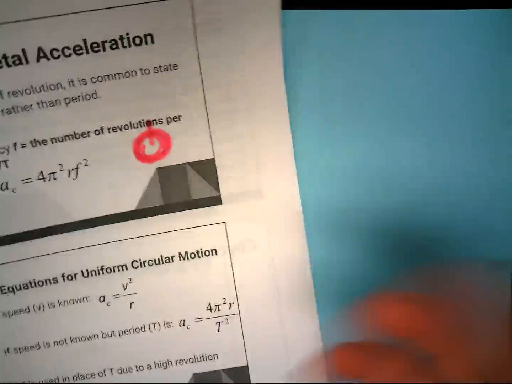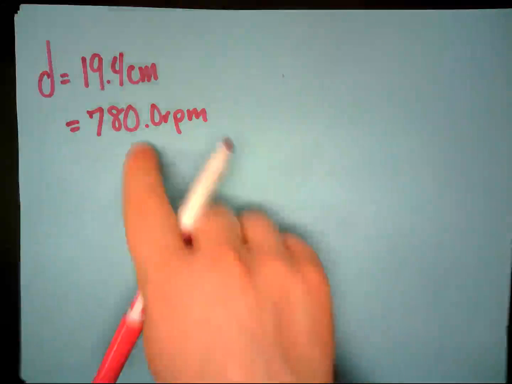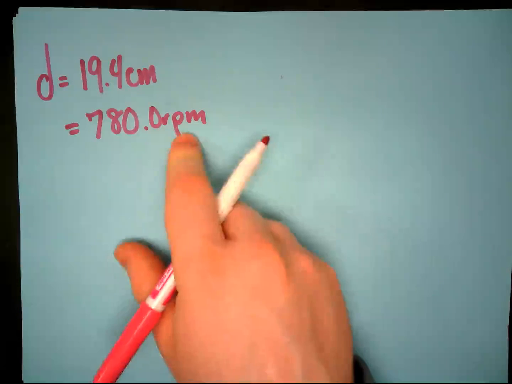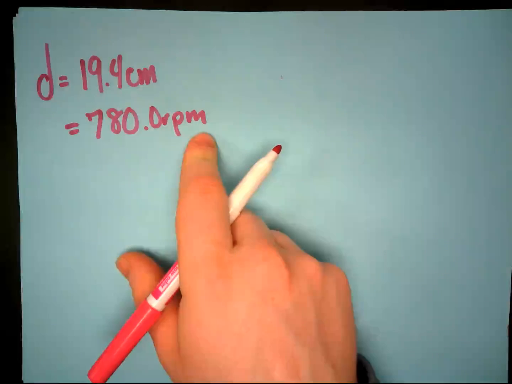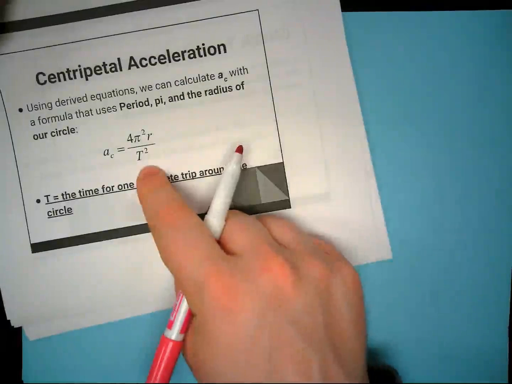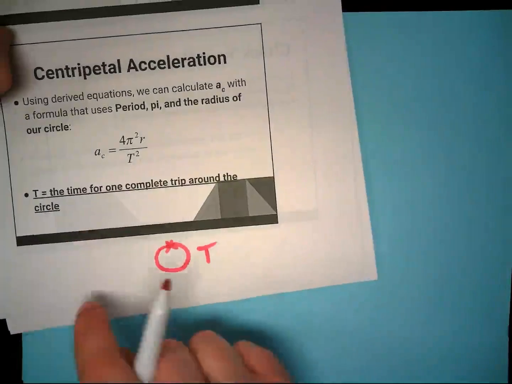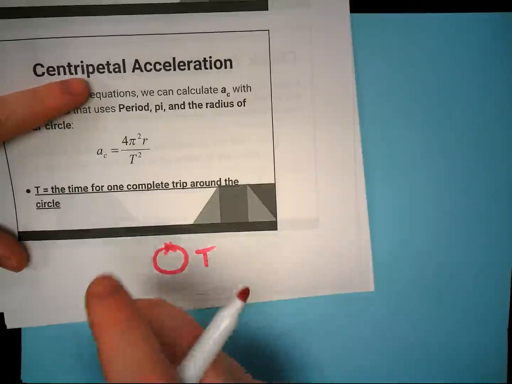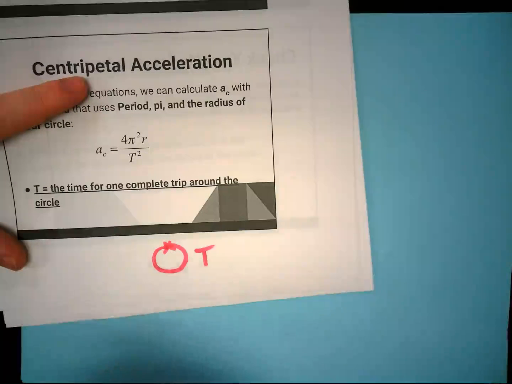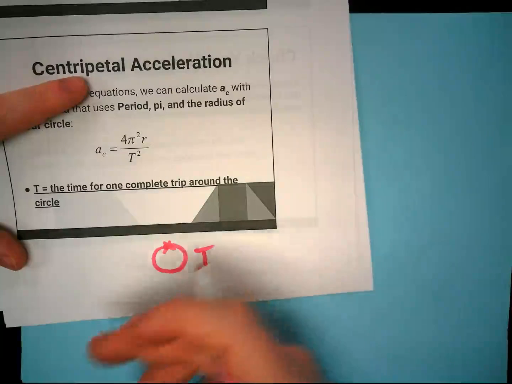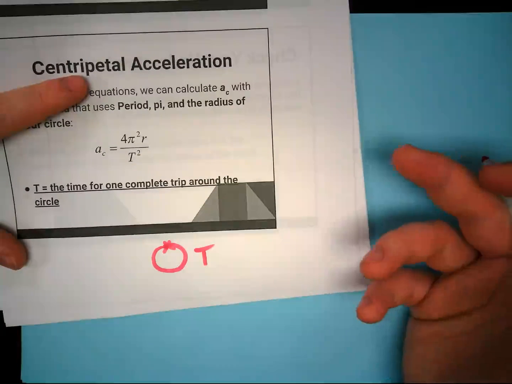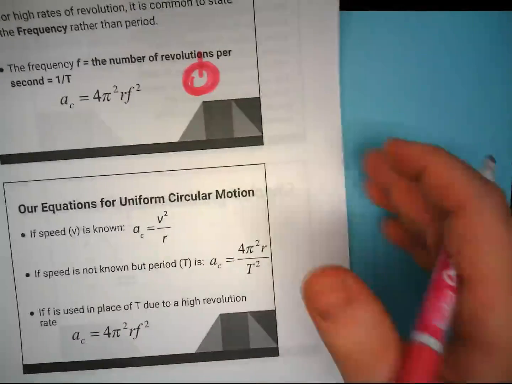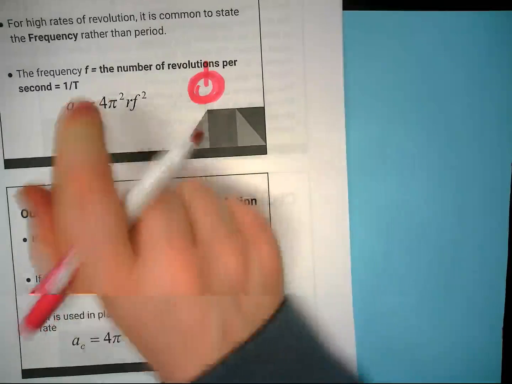So which one do we want to use here? We're given revolutions per minute. So I would say we're not using period, because the period is the time it takes, just straight up seconds. It would tell us it was able to make one full revolution in so many seconds. But because the verbiage is revolutions per minute, we want to use frequency. So we're going to be using this equation right here.